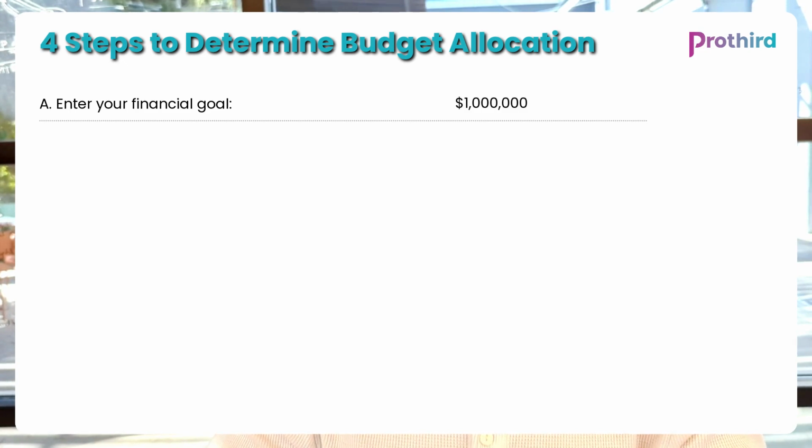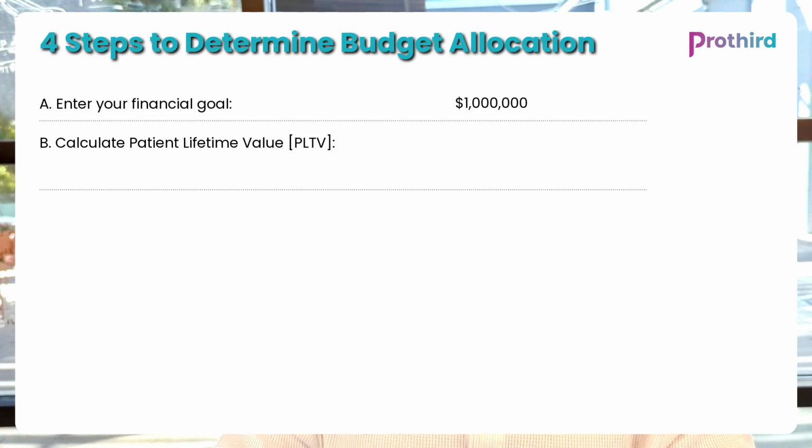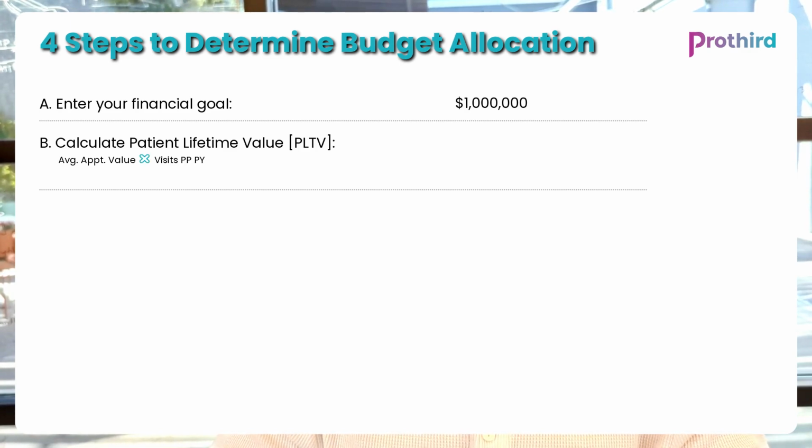Now, the second step we're going to do is determine your patient lifetime value. Your patient lifetime value is the amount of money your practice will make on a patient during the lifetime of that patient with your practice. And to get to this number is pretty simple. You want to first identify what your average appointment value is. You're going to take that number and multiply it by the average number of visits you get per patient per year. Then you're going to take that number and multiply it by the average number of years your patients are with your practice.